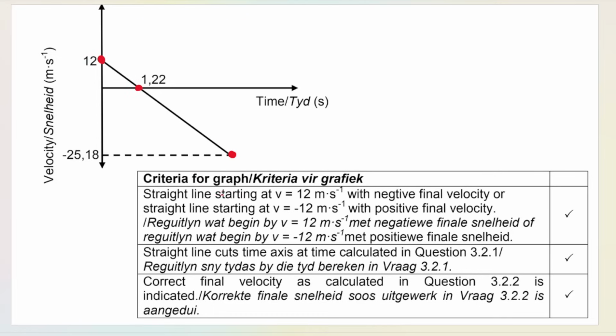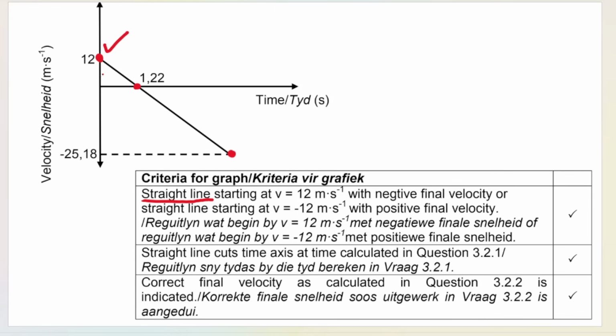So it has to be a straight line, it can't be wonky or skew or wobbly. And it starts here. So that gets you 1 mark. If you don't start at 12, and it has to be 12 because they gave that to you in the question, you can't start it anywhere else. And if it's not straight, you're not going to get that mark, obviously. The straight line cuts the time axis at the time calculated in question 3.2.1. We calculated it as 1.22, but if you calculated it as 1.65 or whatever, say you got it wrong, as long as you plot whatever you got on this x-axis over here, you will get that mark. So it is positive marking. It's called CA marking or positive marking.